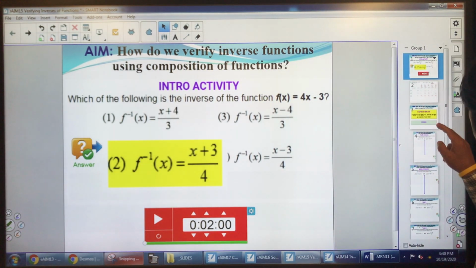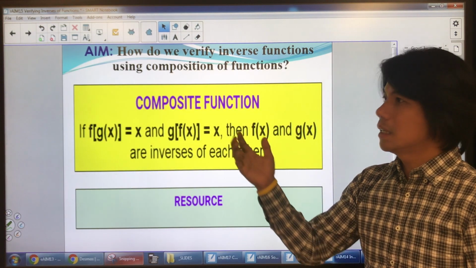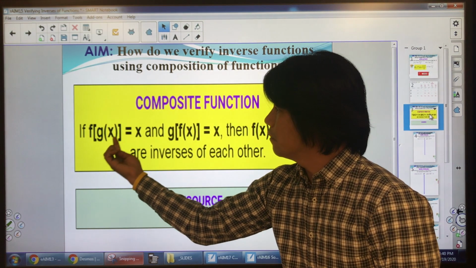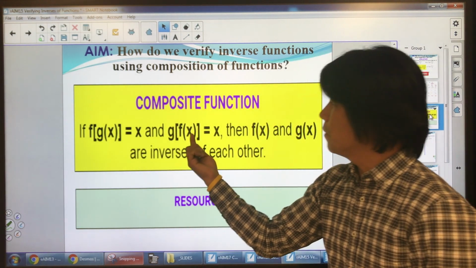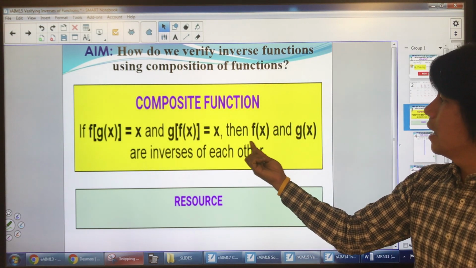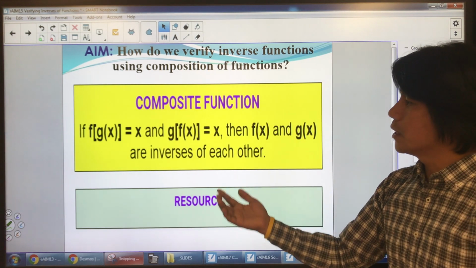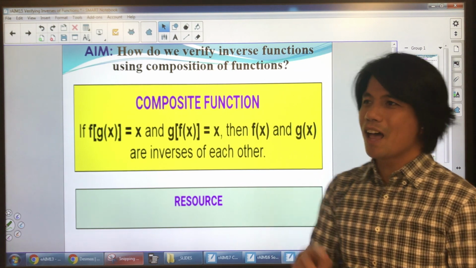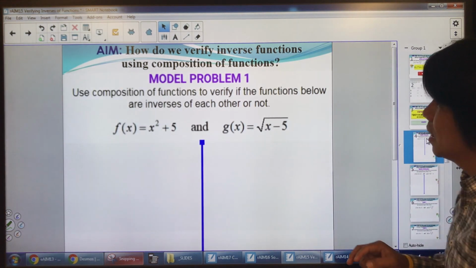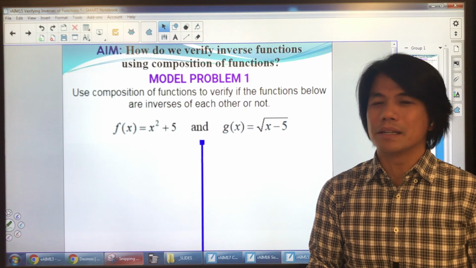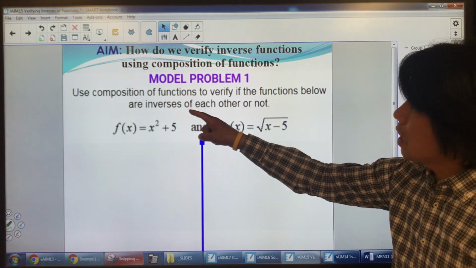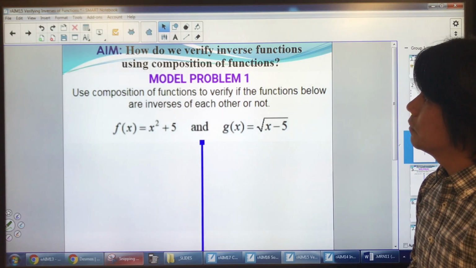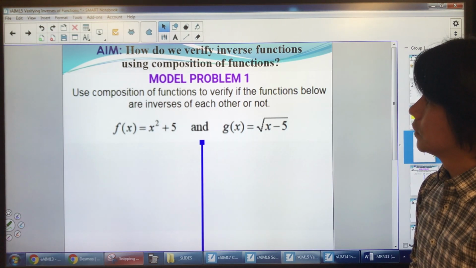There you go. Now let's go to the key concept and keyword at the same time. If f of g of x is equal to x and g of f of x is equal to x, then f of x and g of x are inverses of each other. It's kind of abstract, right? Let's have a model problem so that you would understand it better. It says use composition of functions to verify if the functions below are inverses of each other.